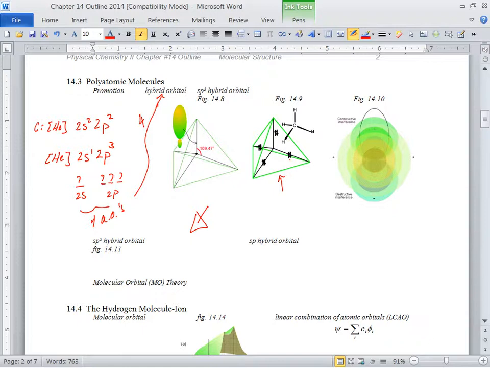But you could have sp2 hybrid orbitals. Let's see, that's figure 14.11. There's some nice pictures in there. We'll see some towards the end. I think I've got a website that shows it all. But that's on page 393. sp2, so there's 3 of them. So that's just an equilateral triangle. They're all going to point towards the corners of an equilateral triangle.